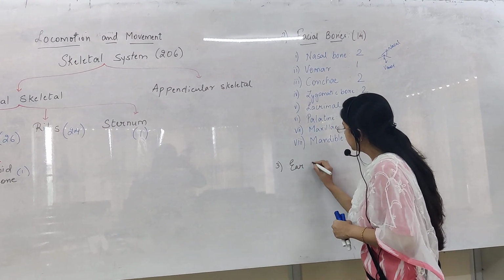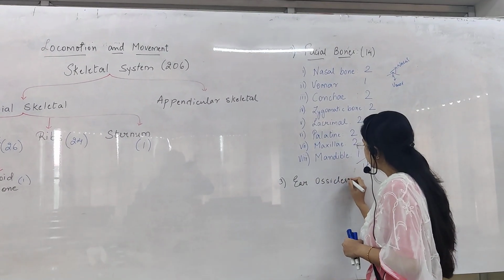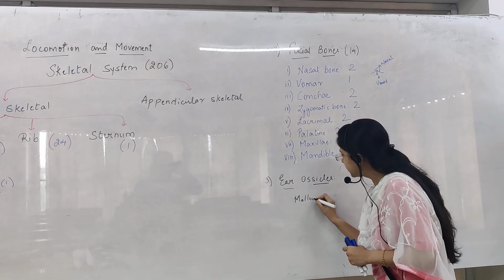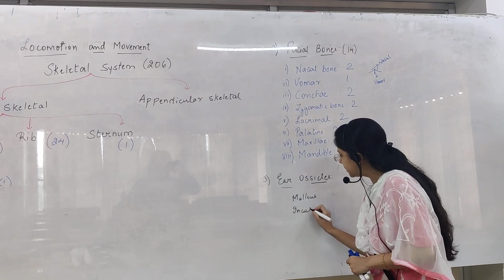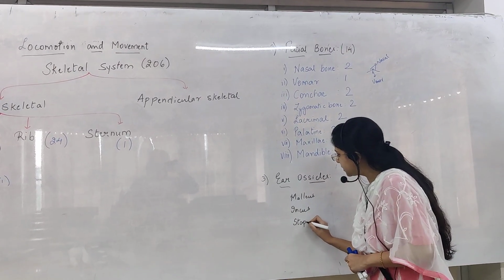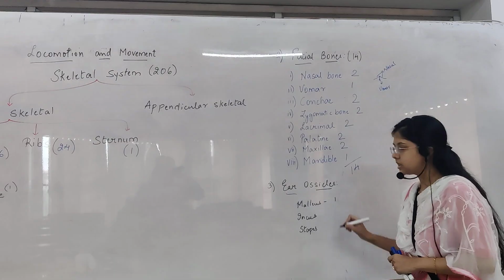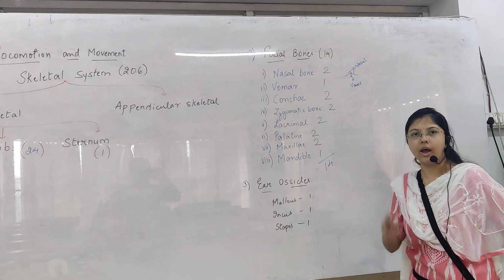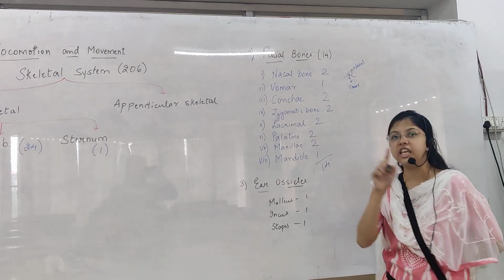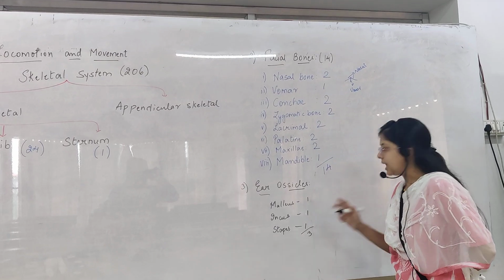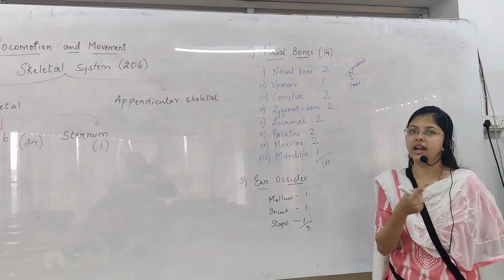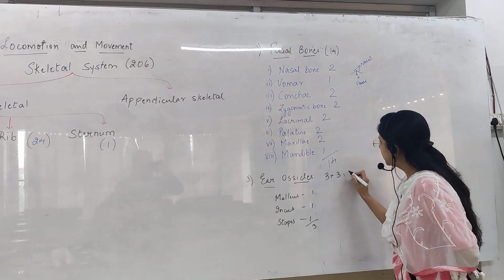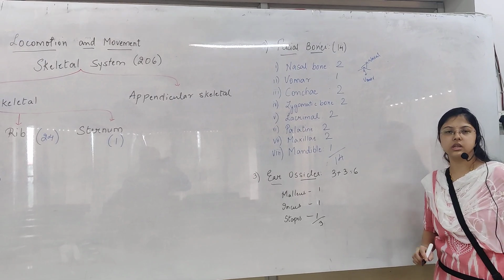Each ear is made up of 3 bones: malleus, incus and stapes. Right? Malleus is 1 in number, incus is also 1, and stapes is also 1 in number. All these 3 bones are present in each ear. And since there are 2 ears, one on the left, one on the right, 3 plus 3 will come up to 6. So this is how the number of ear ossicles is 6.